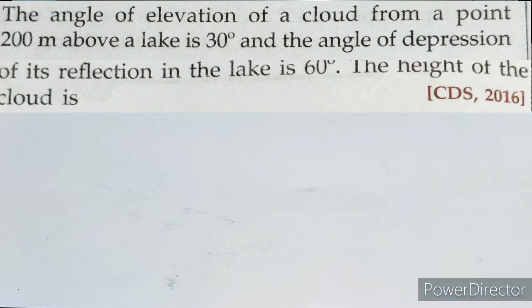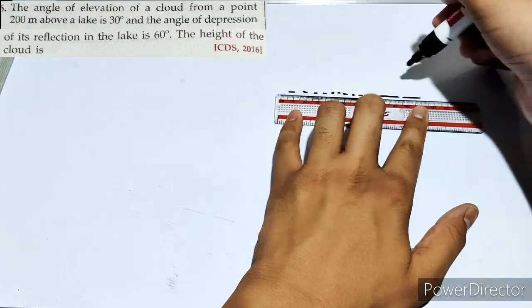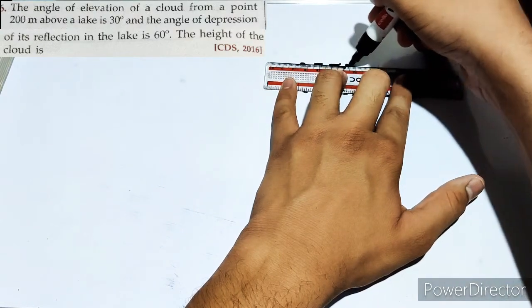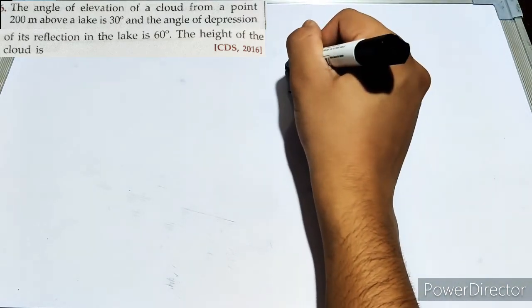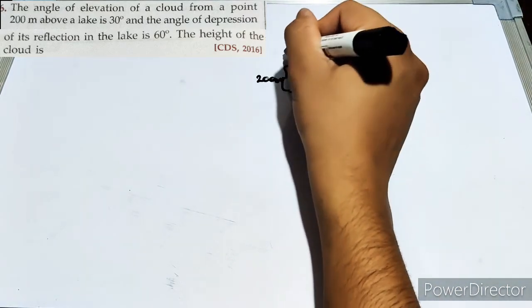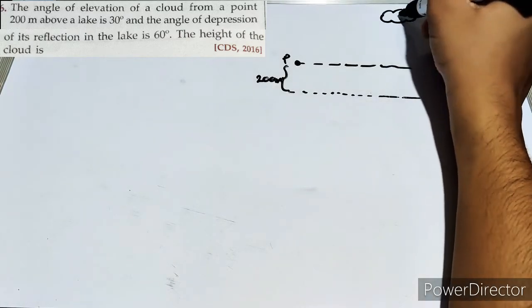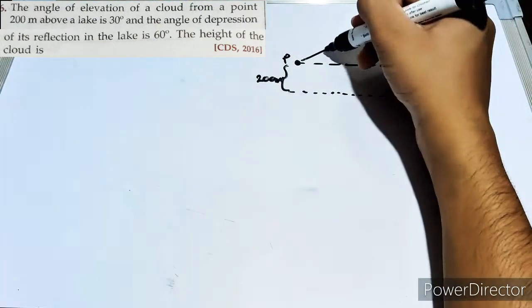The question goes like: the angle of elevation of a cloud from a point 200 meters above a lake is 30 degrees. Let us assume that this is a lake, and a point P which is 200 meters above the lake makes an angle of 30 degrees with the cloud. Let us assume that this is the cloud. Let us assume this point to be A, and it makes an angle of elevation of 30 degrees here.